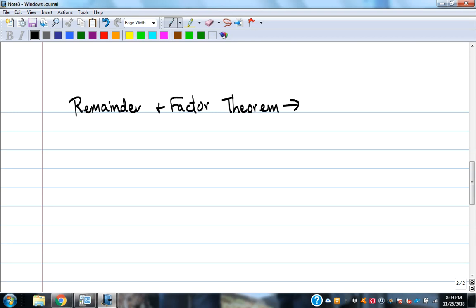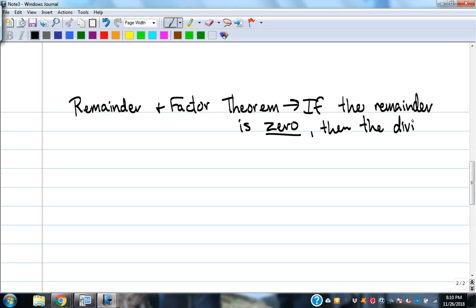The remainder and factor theorem says that if the remainder is 0, then the divisor is a factor of the dividend. Okay.